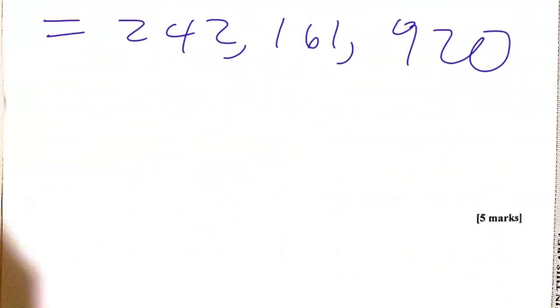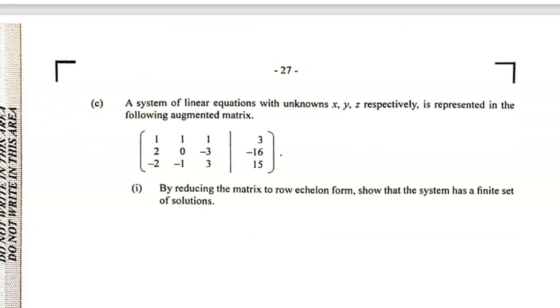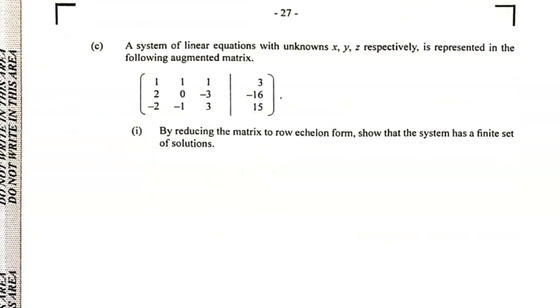Alright, let us continue. So a matrix problem. A system of linear equations with unknowns x, y, z is represented in the following augmented matrix. By reducing the matrix to row echelon form, show that the system has a finite set of solutions. So we want zeros to be leading the second and the third row. So we can change row 2.